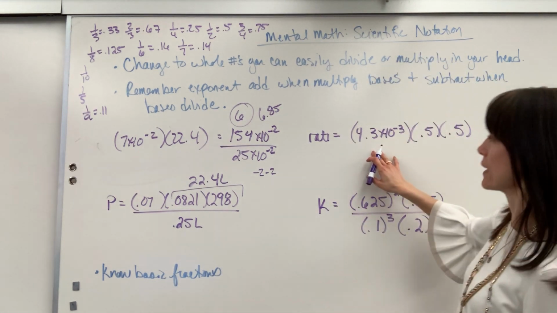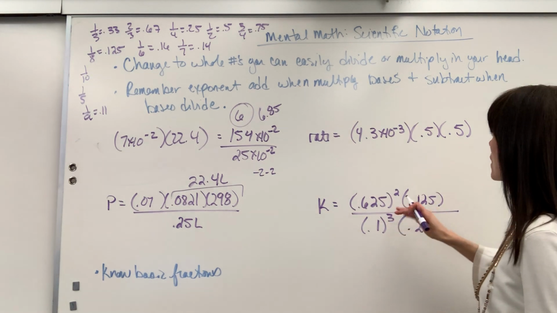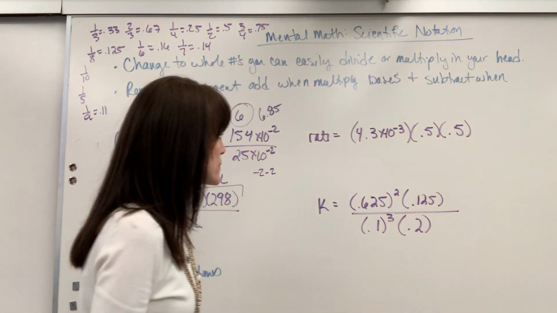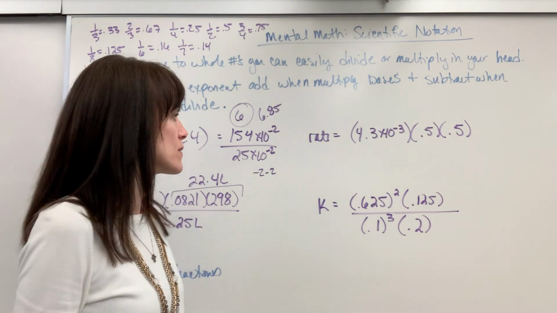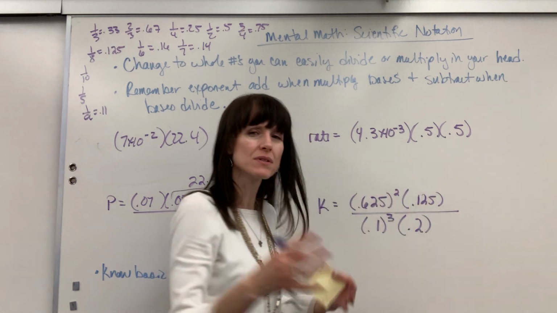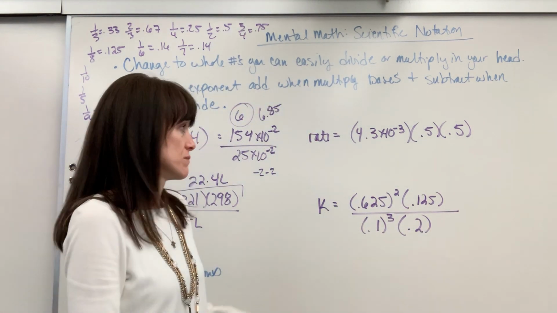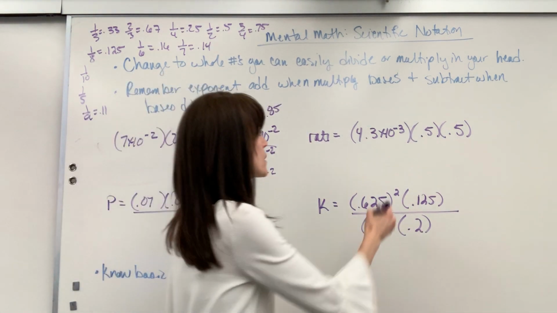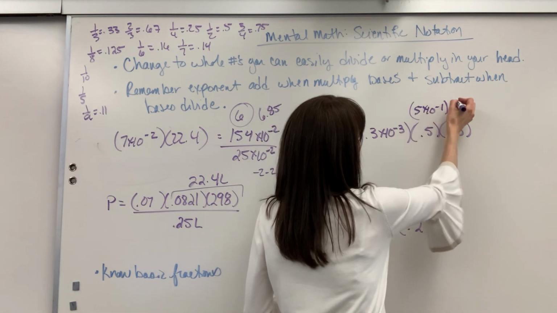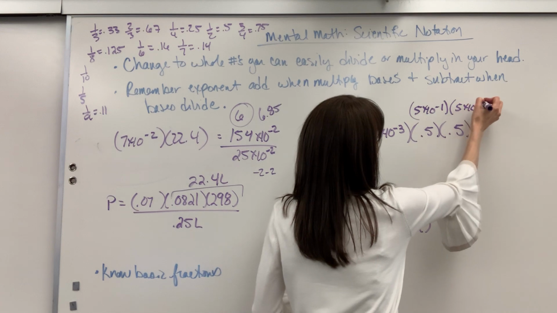Let's come and look at rate. Let's say that you have the equilibrium constant and you have 2 concentrations. This would be a second order reaction. And we've got to multiply this to find the rate. Okay, so again, decimals I think are a little bit hard. Let's change it to a whole number. So this would be 5 times 10 to the minus 1 times 5 times 10 to the minus 1.